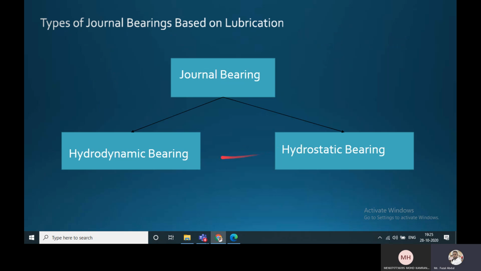Now this classification is based on maintaining the fluid film thickness. Fluid means what here in this bearing? Grease or oil to get smooth operation. Now, based on the fluid film thickness: hydrodynamic lubricated bearing and hydrostatic lubricated bearing. Two classifications are there.